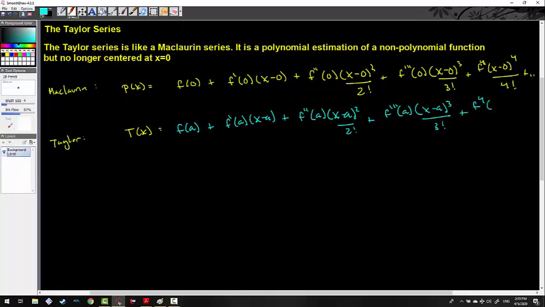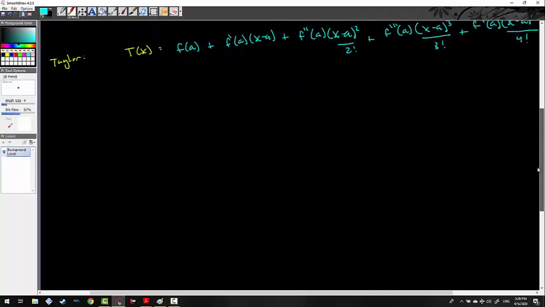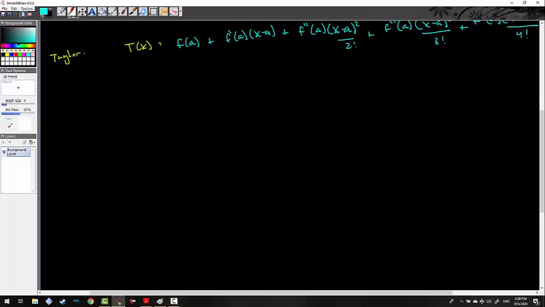So we end up, whoops, not 4, a, to the 4th over 4 factorial. And I just realized I forgot the of a part in that derivative there. My apologies. That's it. That's the Taylor series right there. We're just centering it somewhere else. So let's go and take a look at a couple of concrete examples, and then we will close it up.